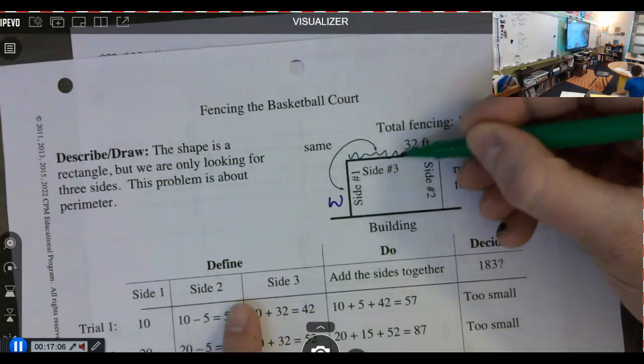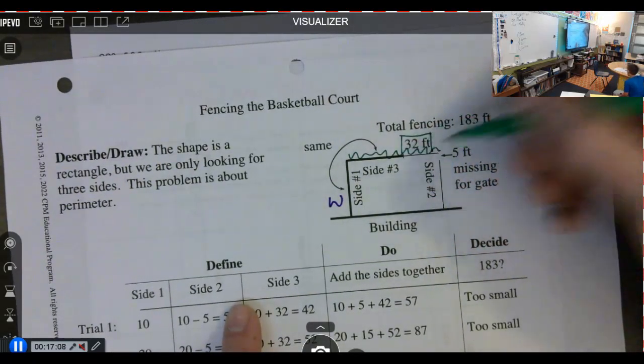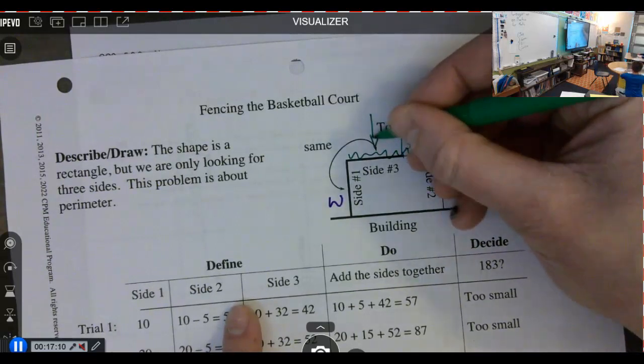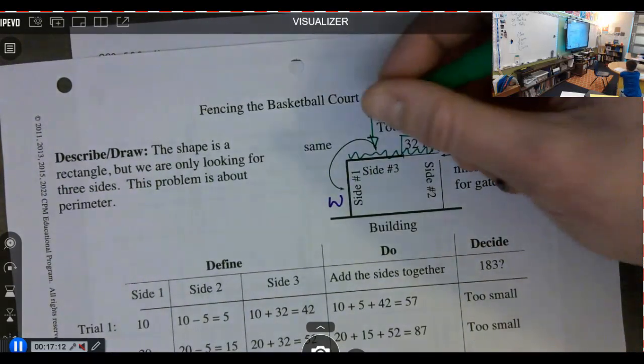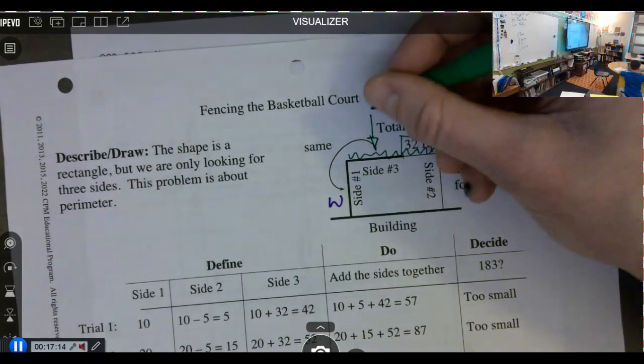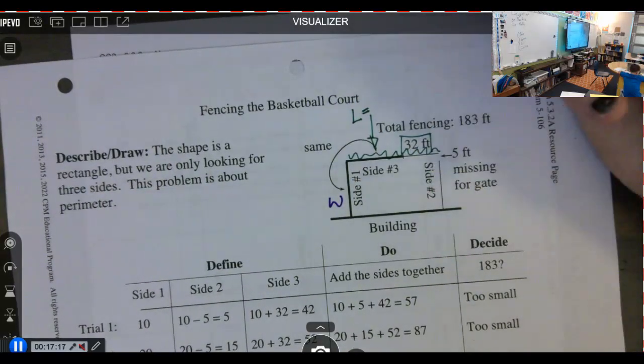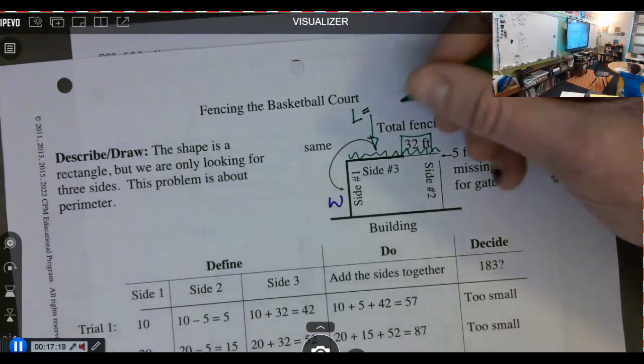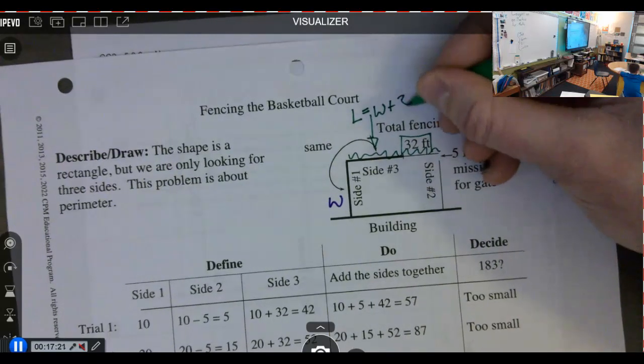This side has the 32 feet extra, so we said we're going to talk about that as, well, we called it L, but then we said L equals W plus 32.